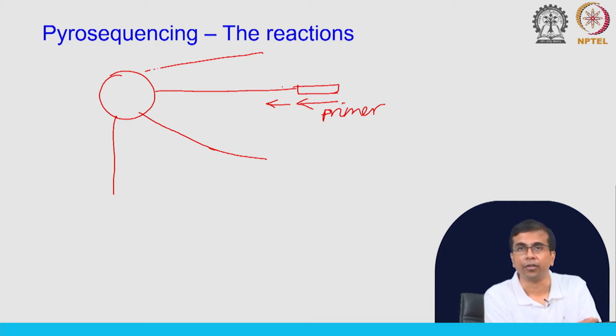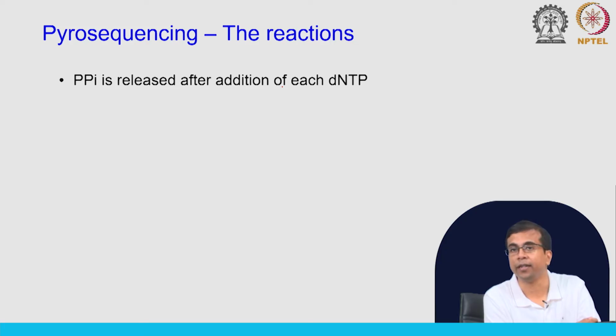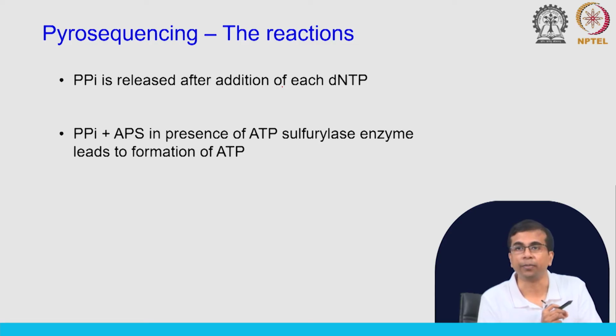strand here. So, there is a release of pyrophosphate after addition of each dNTP. Any dNTP, dATP, dTTP, dCTP or dGTP, any type of dNTP will release a pyrophosphate if there is an incorporation of that base in the growing strand. This pyrophosphate, in presence of APS and the enzyme ATP sulfurylase, leads to formation of ATP. Again, this APS and ATP sulfurylase are present in these wells. They are supplied with the media or the reagent there.